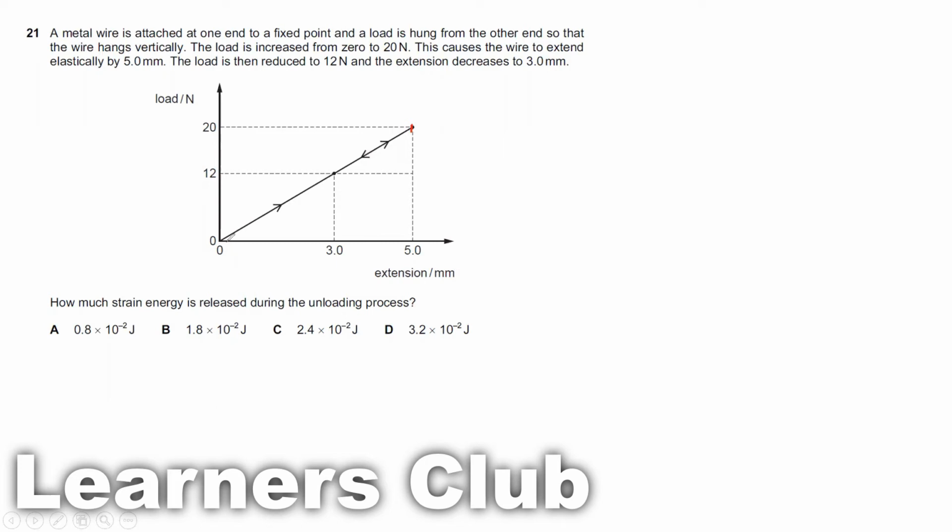When you're loading, you gain this much strain energy, that is the area under the load extension graph. And when you return back to this position, only this much is stored. So this particular amount is released during unloading. That is the area of this trapezium. So you need to find the area of the trapezium to find the strain energy released during unloading.